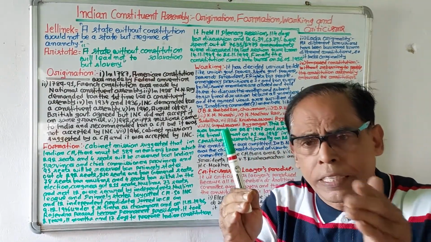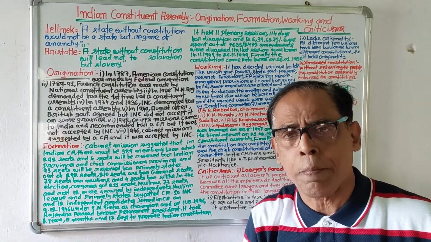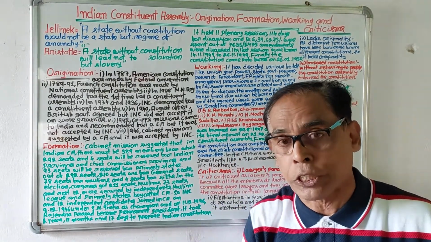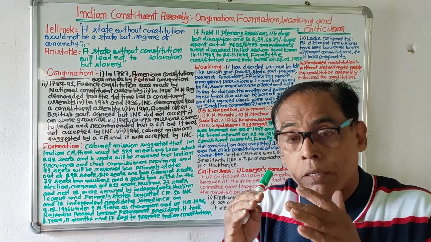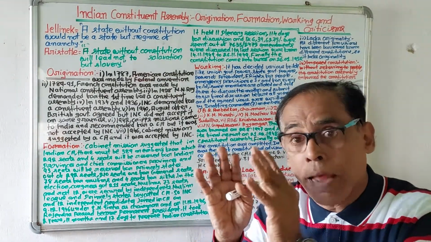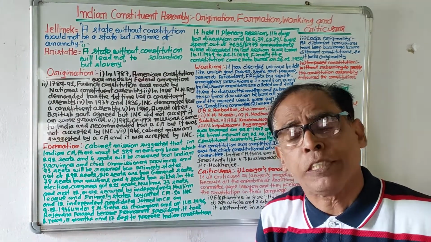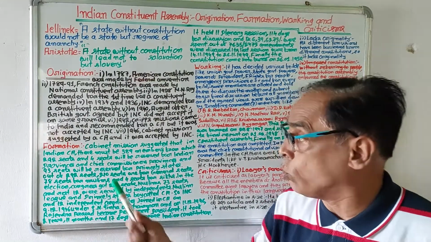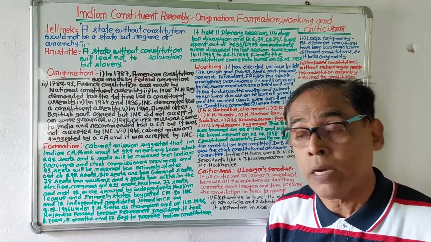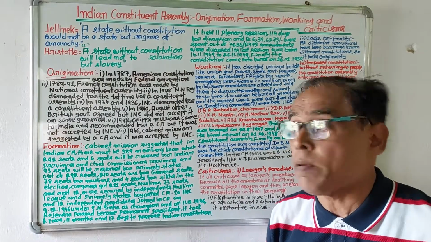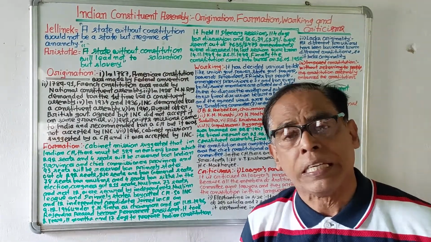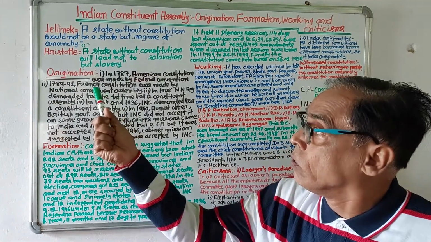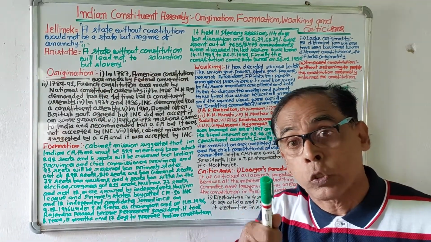So far as the Indian Constitutional Assembly is concerned, it is found in paper number 2 of first semester. And 4 aspects have been focused on in this video: the origination, the formation, the working, and finally the criticisms of the Indian Constitutional Assembly. First of all, take up the origination of Indian Constitutional Assembly.